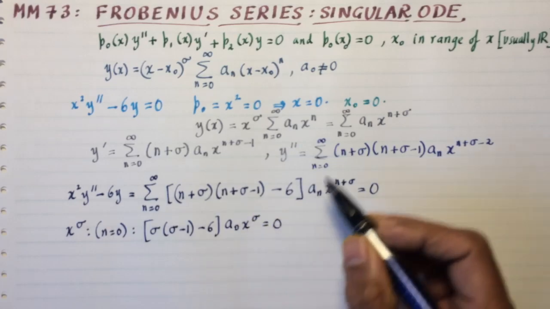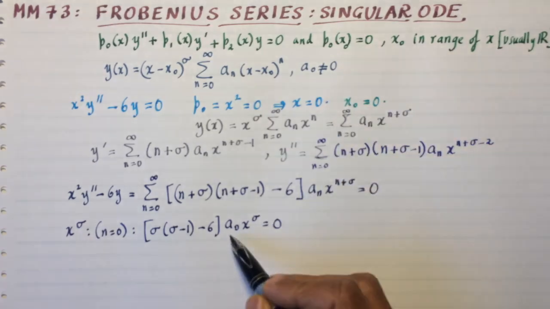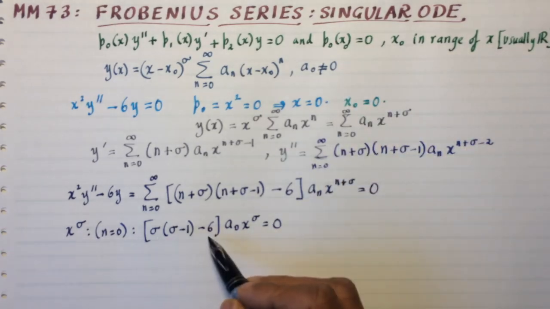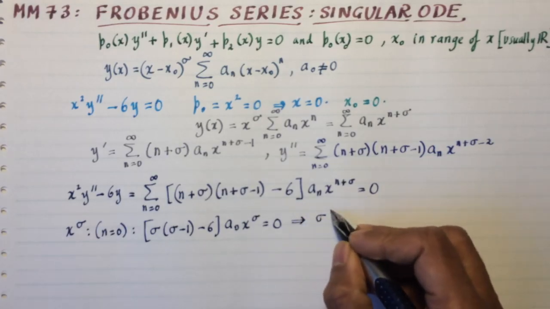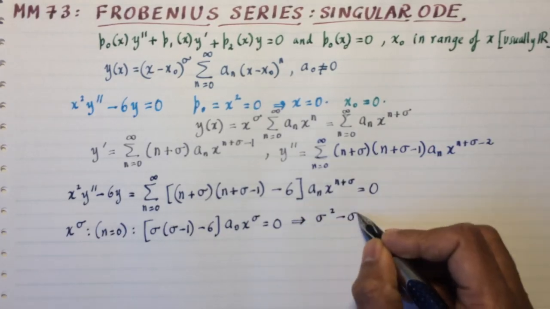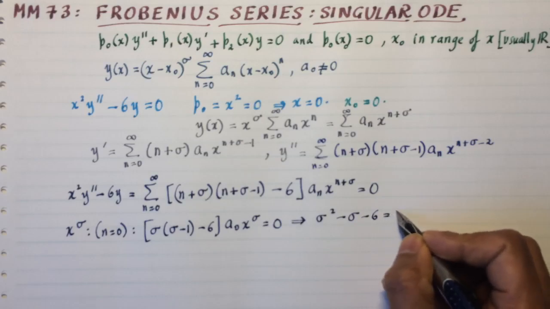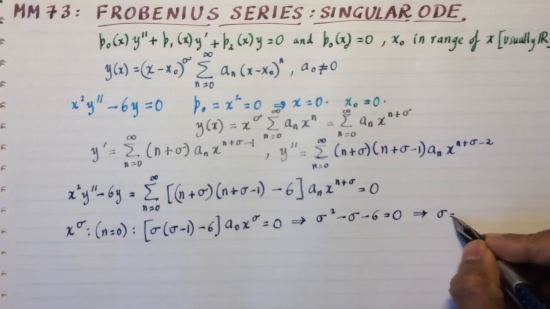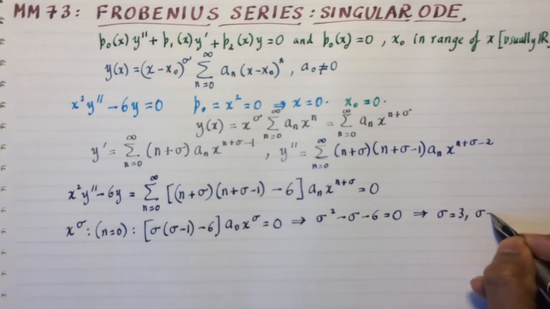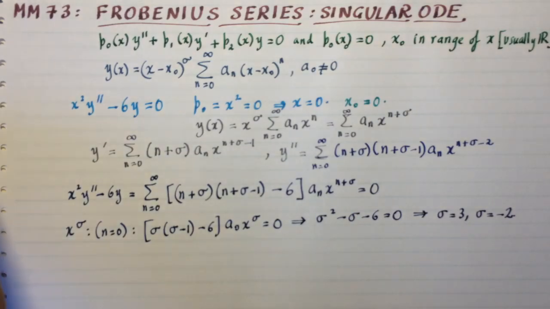Now clearly we have chosen a naught not to be 0, so we cannot use that option. We are forced to conclude that the following quadratic equation must be satisfied, and that is sigma squared minus sigma minus 6 equal to 0. And this gives us, using FOIL, two solutions, sigma equals 3 and sigma equals -2. Now these are sometimes called the characteristic exponents of the differential equation.